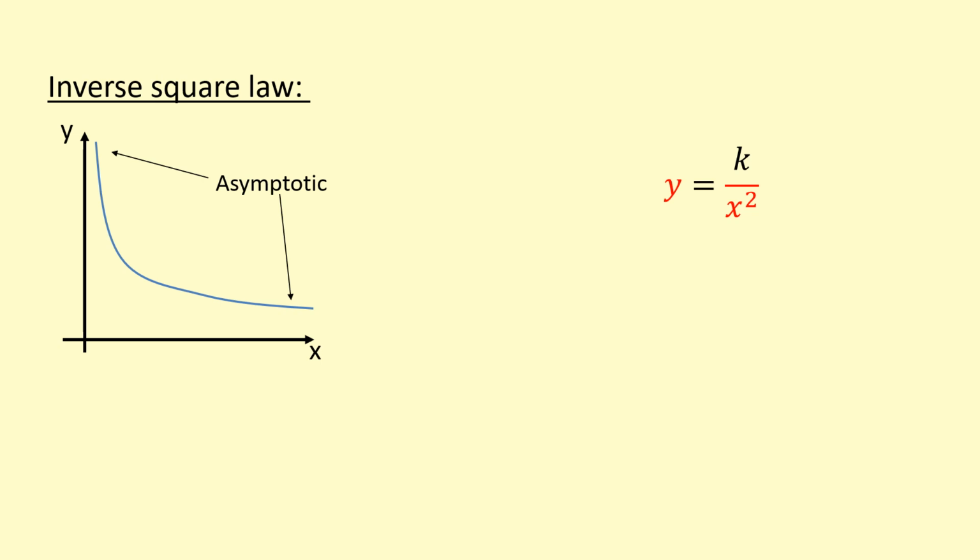Examples of this function include Newton's law of gravitation, where the force of gravity between two objects is inversely proportional to the distance between them squared. And this is unique because it tells us that if you double the distance, the force becomes a quarter. Okay, if you triple the distance, it becomes a ninth. Same with intensity from a light bulb or some radioactive source. It's inversely proportional to the distance from the source squared.